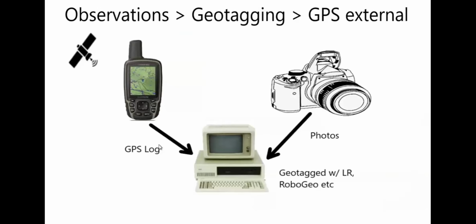The old school way was you would do a data log from your Garmin, and you take the photos, dump them both into your PC or Apple, and there's programs out there that will put the latitude and longitude into the metadata of the photos.